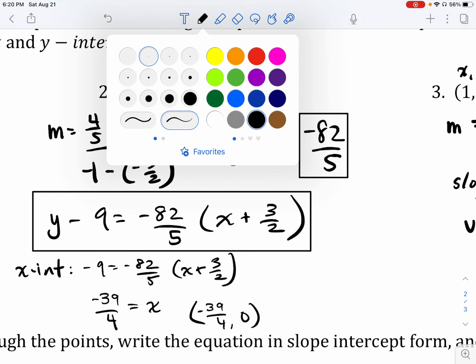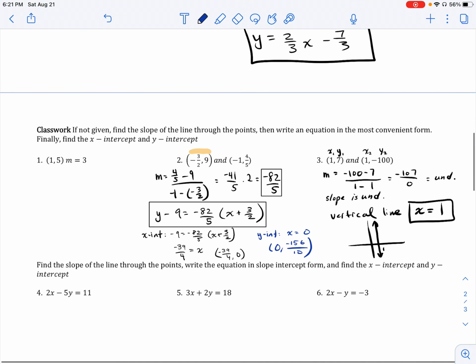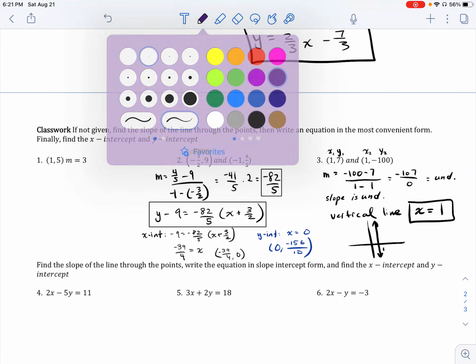Now, what about the y-intercept? Let me just do that in a different color. The y-intercept then is going to be when x is equal to 0. So plugging x equals 0 into this, I'll allow you to do that right now, but you should end up with 0, comma, negative 156 over 10 as your y-intercept. All right, let me do one more while I'm at it.